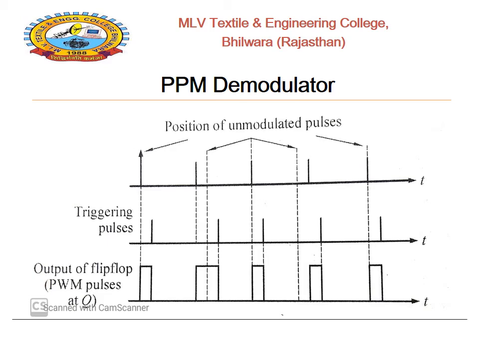As seen in the figure, the first is the PPM signal. Positions are identified by the spikes. These are the 4 spikes. Okay. Next are the trigger pulses, the synchronized pulses. So the trigger pulses, synchronized pulses will be compared with the position of the PPM signal, and finally the output of the flip-flop, that is the PWM waveform.